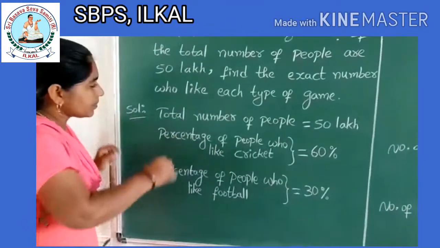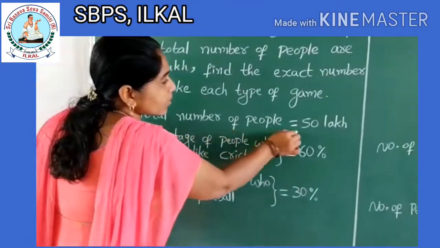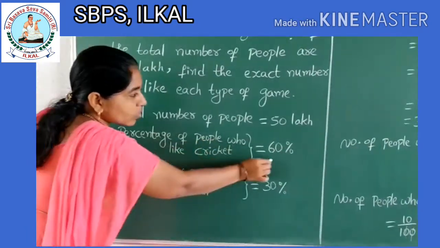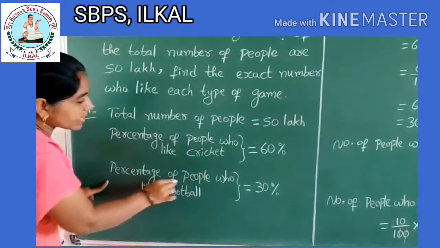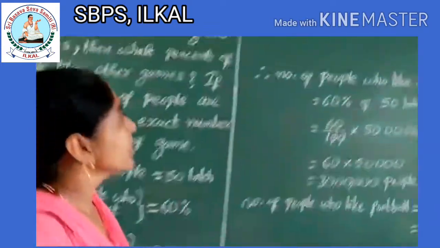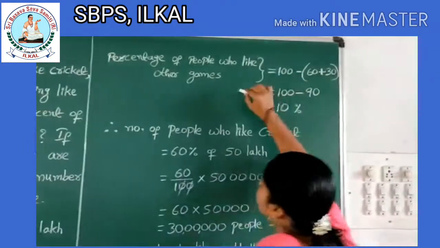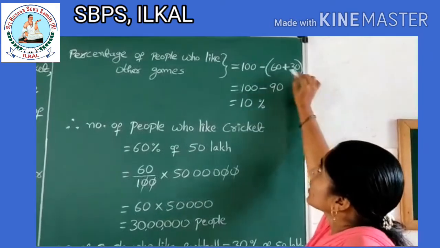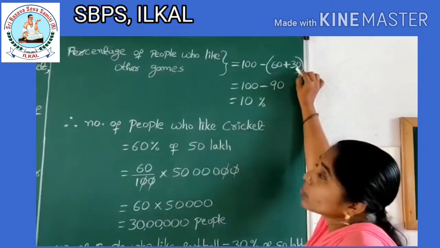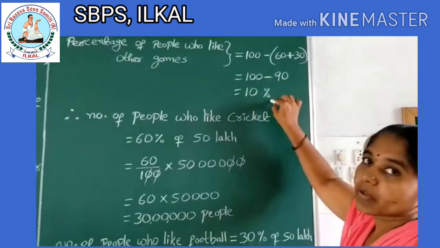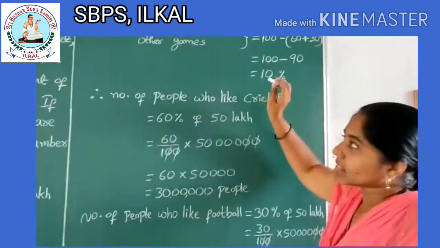Solution. Total number of people is equal to 50 lakh, as they gave. Percentage of people who like cricket is equal to 60%. Percentage of people who like football is equal to 30%. Then percentage of people who like other games is equal to 100 minus of 60 plus 30. This is the cricket percentage and this is the football percentage. Then 90 became, 100 minus 90 is equal to 10. Only 10% of people like other games.